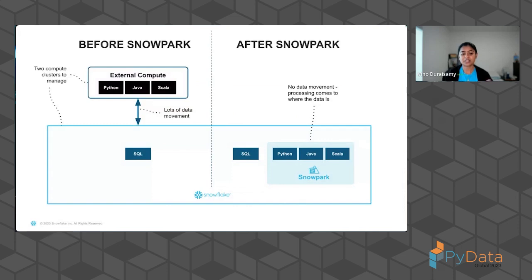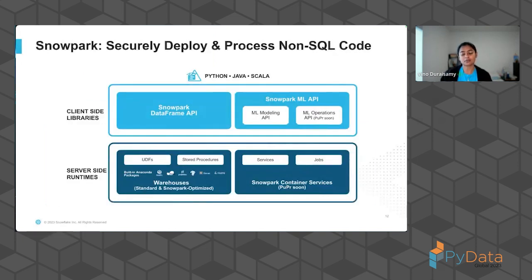And then on the server side, it also comes with a bunch of compute. As I said, traditionally, Snowflake only had this SQL compute engine, and it was only able to process SQL queries. But currently, thanks to Snowpark, it is also able to process non-SQL code. It could be Python, Java, or Scala within the same compute engine as well.